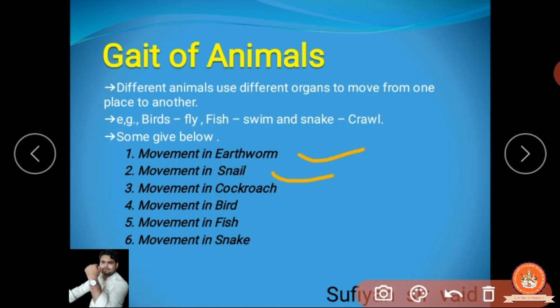Clear? Cockroach, most people know what a cockroach is, and some also have fear of the cockroach, because it's not only walking, sometimes it's flying. Yes, they have wings. Even the birds, how the bird is flying, how the fish swims.